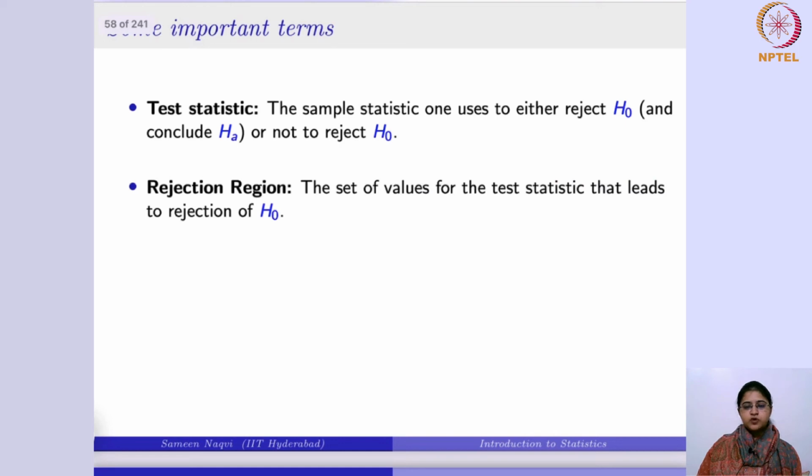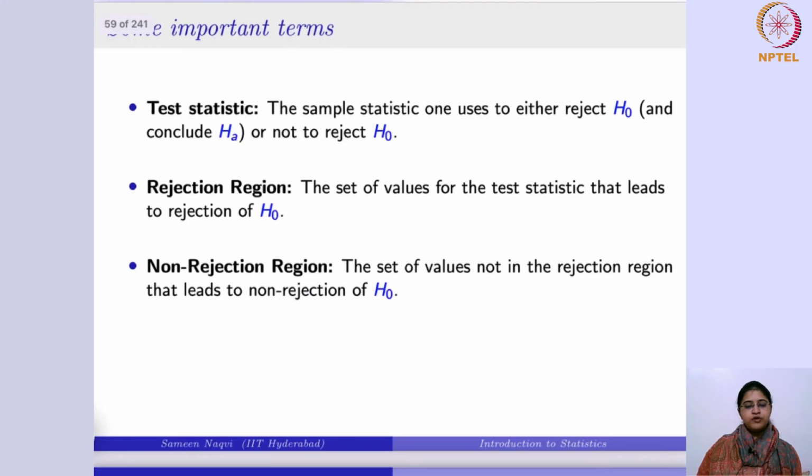Now what would the rejection region be? We would learn about two different approaches for hypothesis testing, and for the different approaches we need two different terms. The first approach is the rejection region approach. So what is a rejection region? It is the set of values for the test statistic that leads to rejection of the null hypothesis. So basically it is that region, or that set of values, in which you are going to reject the null hypothesis.